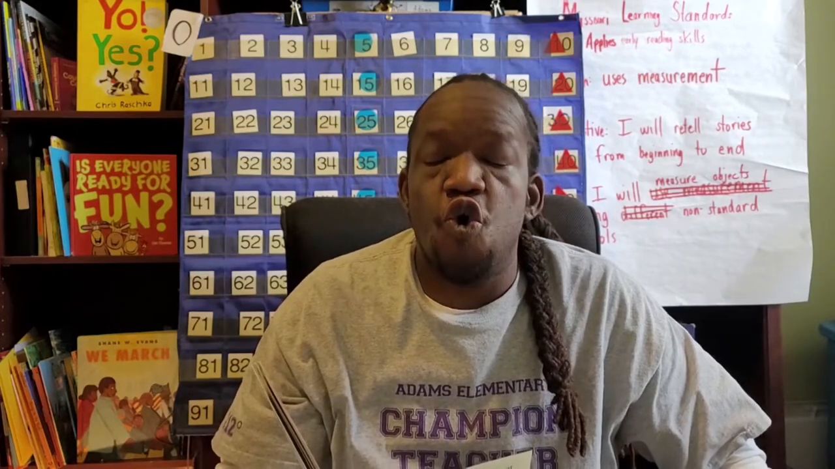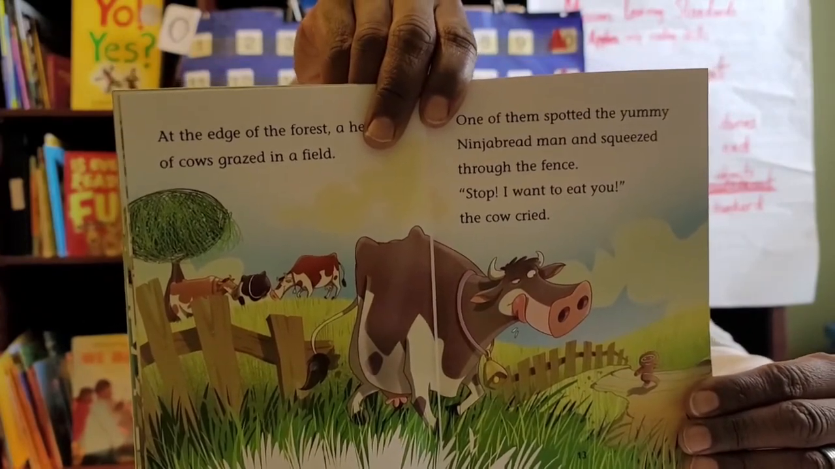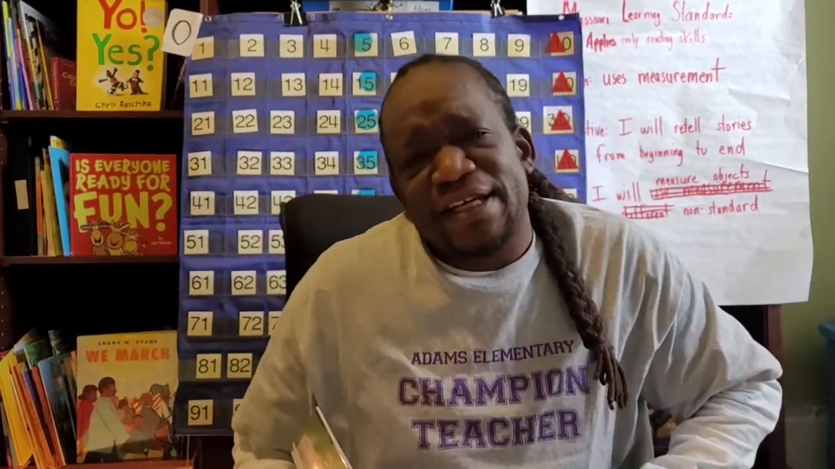At the edge of the forest, a herd of cows grazed in the field. One of them, Moo, spotted the yummy Ninjabread Man and squeezed through a fence. Moo, stop. I want to eat you, the cow cried. The Ninjabread Man rolled right over the cow's back. Kapow! Hi-ya! And Shazam! You can't catch me. I'm the Ninjabread Man.